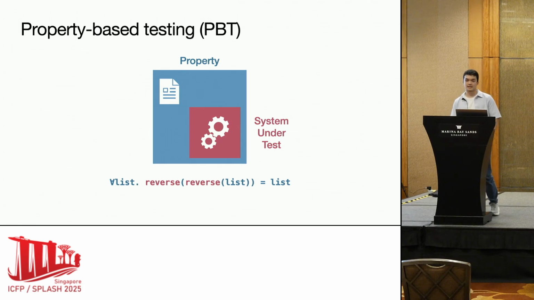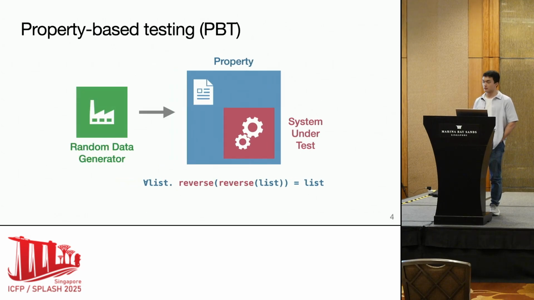And then to test this property, we use a program which we call a random data generator, which will randomly generate samples that are inputs to our property. So here, we'd randomly generate lists. And in PBT, the effectiveness of our testing depends on the distribution of our generator. So let's look at an example.